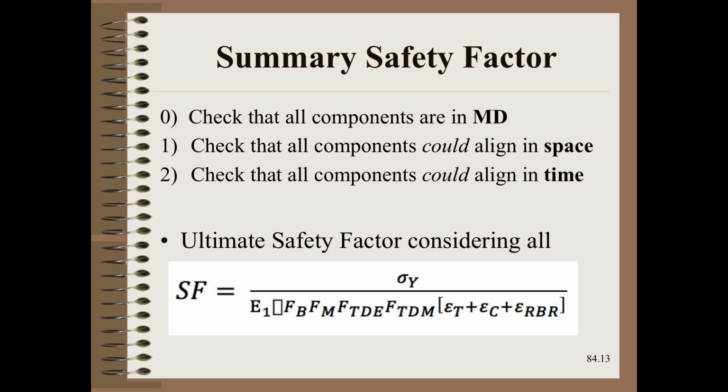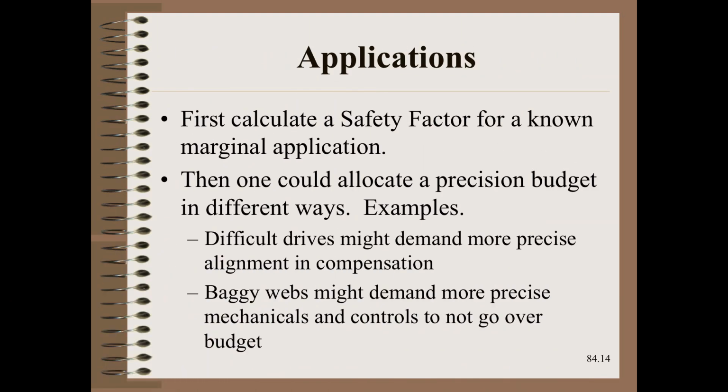The safety factor is calculated from our 6 stress multipliers as we have just discussed. To these, we add inputs for the material yield stress and modulus, as well as the strains due to the simple web tensioning, curl, and bend radius. Application could begin with a known marginal condition, from which the current safety factor could be calculated.